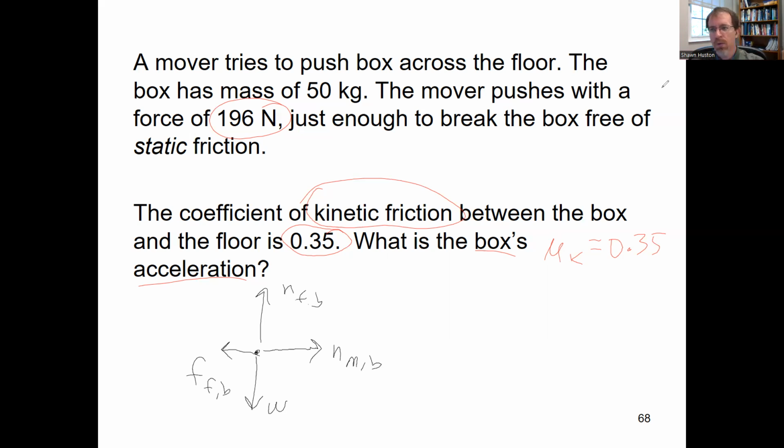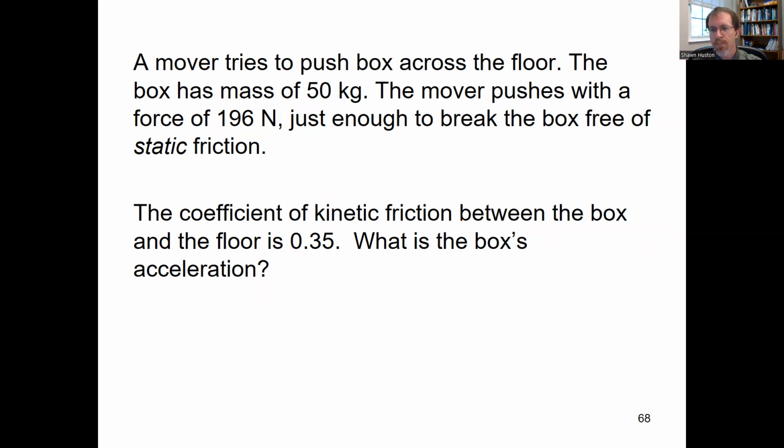Let's go through and do the mathematical analysis that arises from this. Okay. So we already did the Y direction for the box. And when we did the Y direction for the box, we figured out that the normal force that the floor exerts on the box is equal to the box's weight. That's 490 newtons. Okay. So that's the same as the prior problem. Nothing has changed about the Y direction at all.